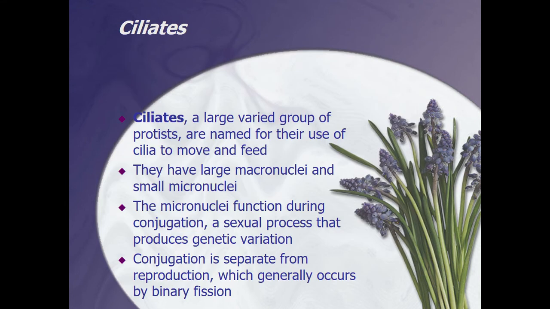And then let's look at the ciliates, one of the groups under alveolates. Ciliates move using cilia and also feed using cilia. They have a large macronucleus and also small micronuclei. The small micronuclei function during conjugation, which is a sexual process that occurs alongside binary fission to produce genetic variation. Meanwhile, the large macronucleus functions for feeding and also for waste removal.